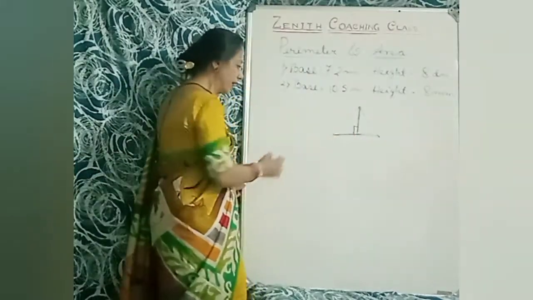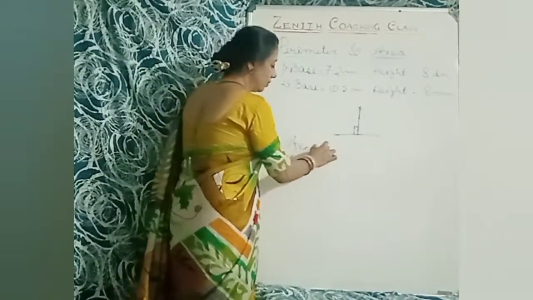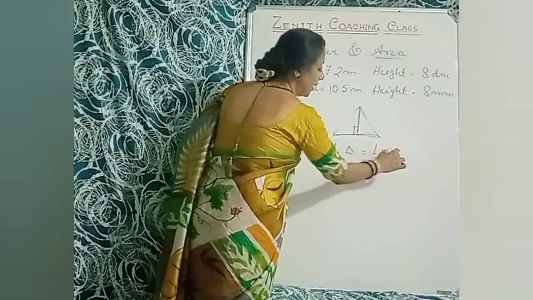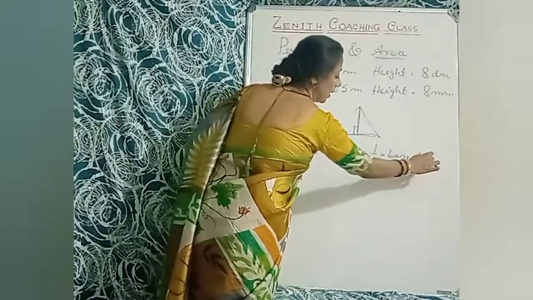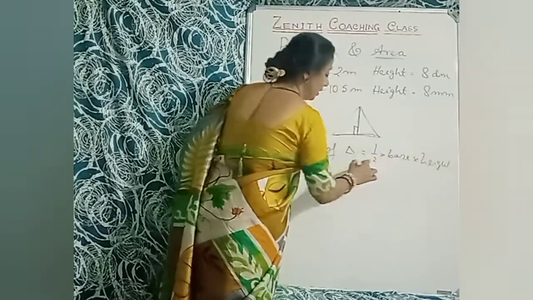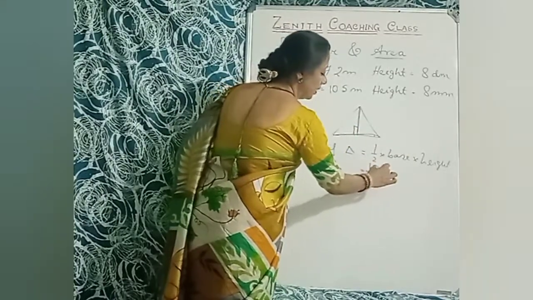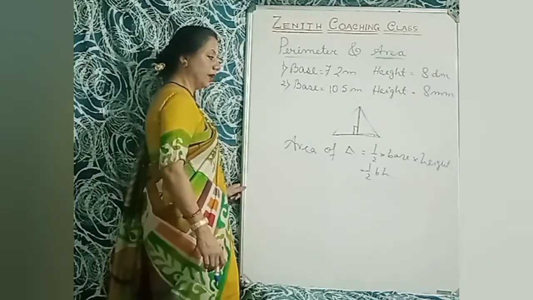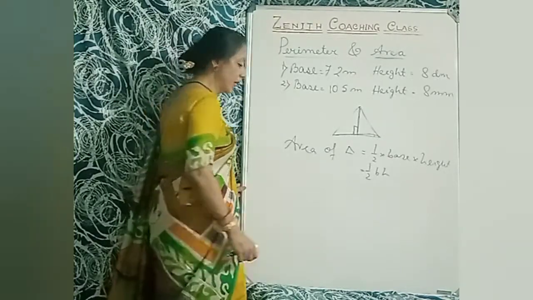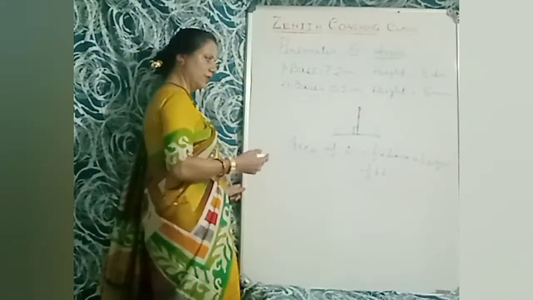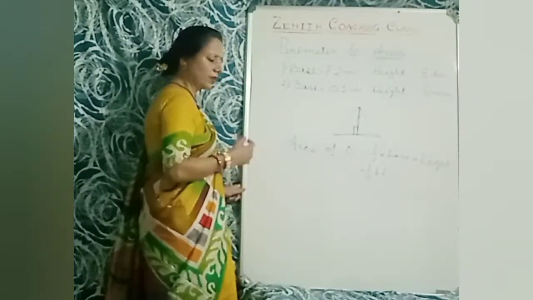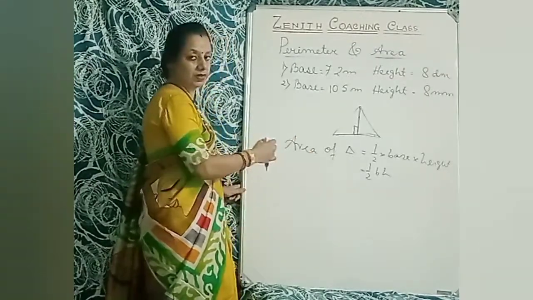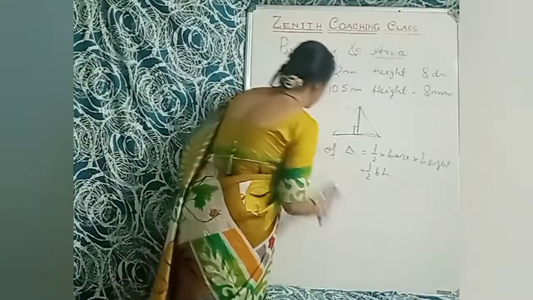What is the area of the triangle? The area of the triangle is equal to half of base multiplied by height. We abbreviate it as half BH. So area of triangle equals half multiplied by base multiplied by height. If I ask you to take out the height or base, it is the same formula. We will just derive this. So let's start the sums.